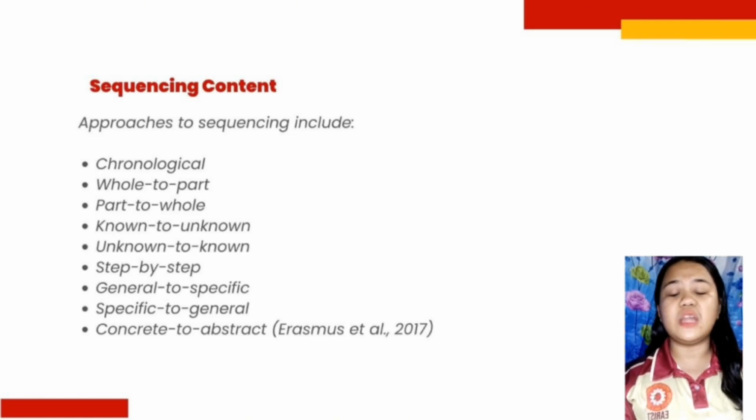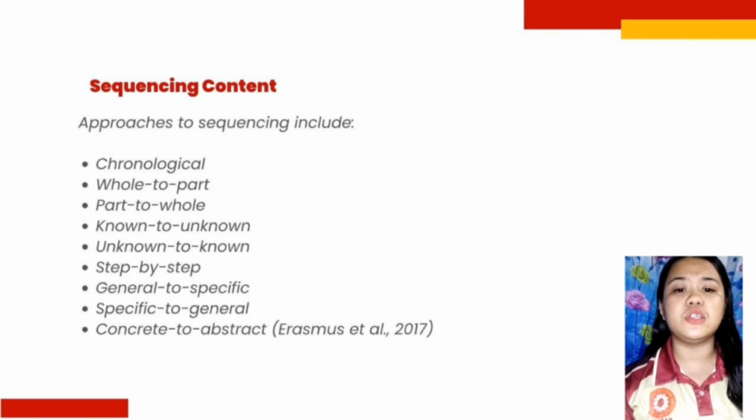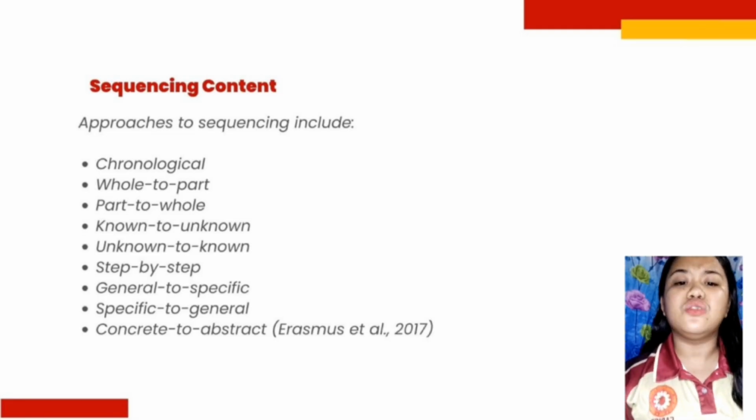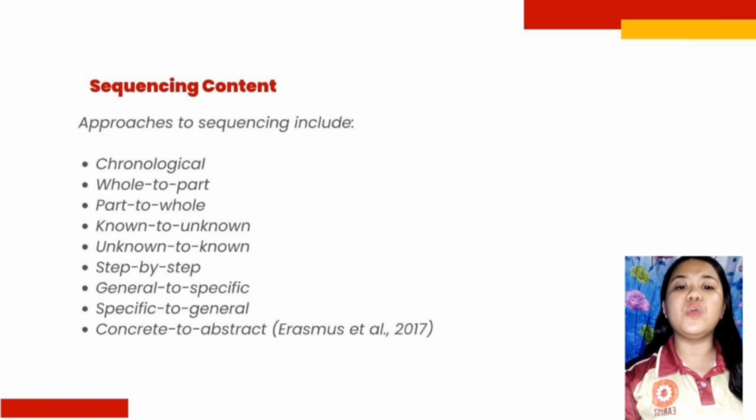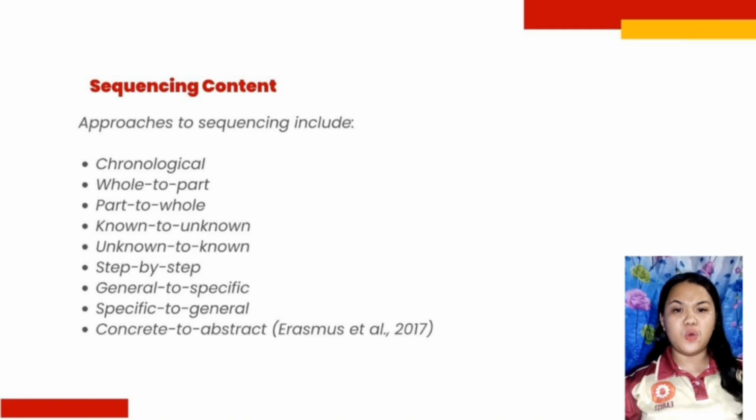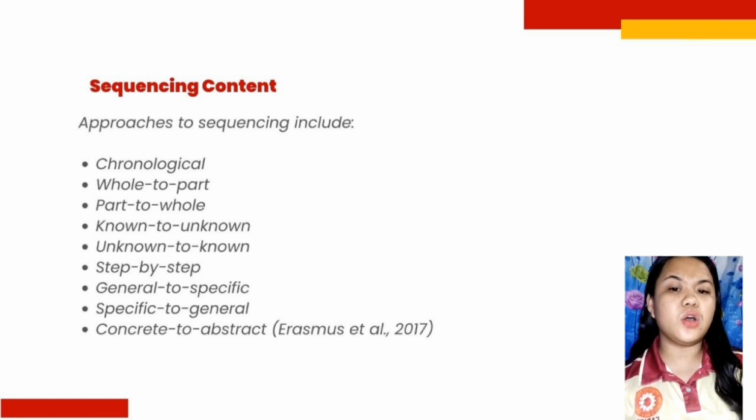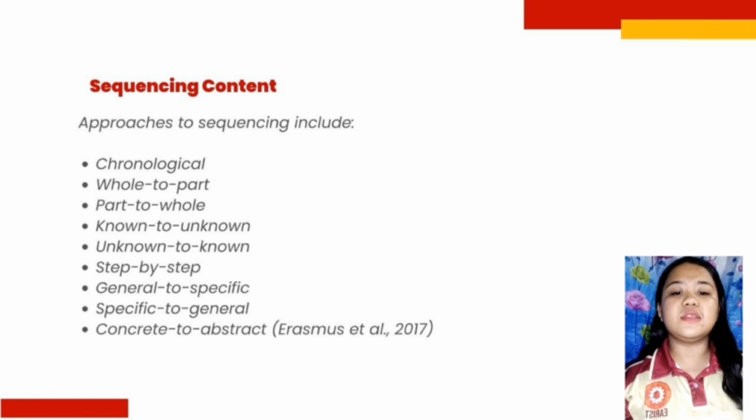So, we move to sequencing content. In sequencing content, we have nine important things to know. First one is chronological. Chronological is arranging content according to time order. So, we need to know the time of the new concept, then we need to arrange it. The second is whole to part. Whole to part is starting with the complete content, then breaking it into smaller parts.